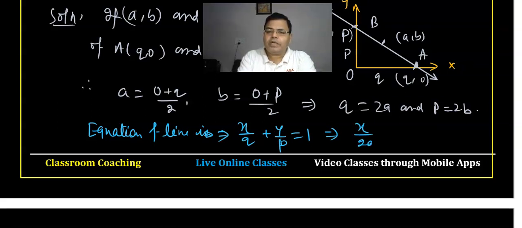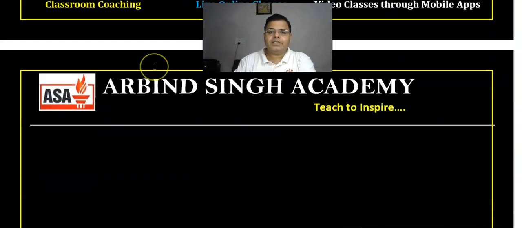x by q, q is 2a, and y by p, p is 2b, is equal to 1. This implies x by a plus y by b is equal to 2, and that will be the answer of this question. So I hope you got it. This is not a big deal, it can be calculated easily. So that is a question.